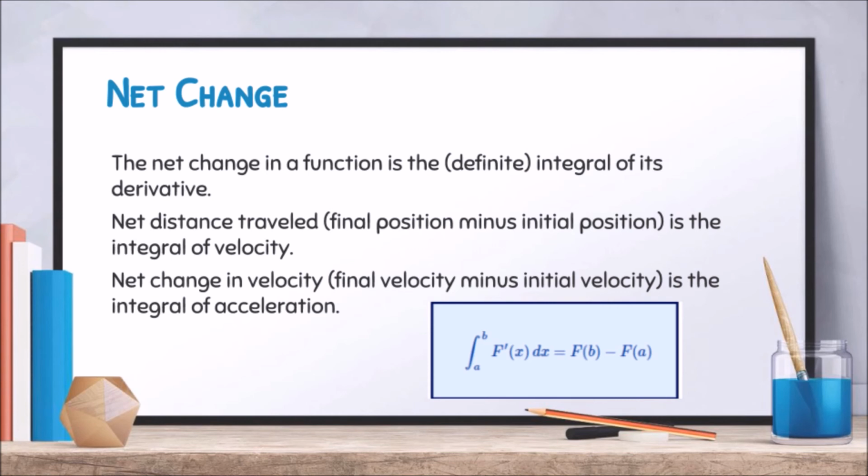The net change in a function is the definite integral of its derivative. The net distance traveled, which is the final position minus the initial position, is the integral of velocity, whereas the net change in velocity, which is the final minus initial velocity, is the integral of acceleration. The formula is integral from a to b of f prime of x dx, which is equivalent to f of b minus f of a.